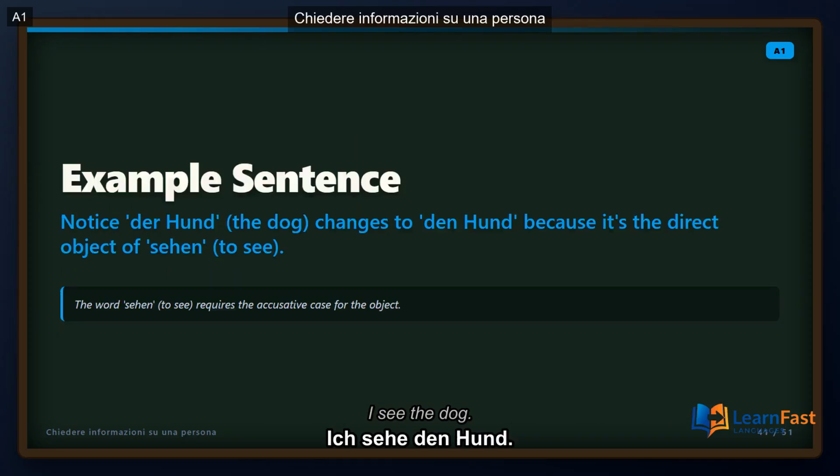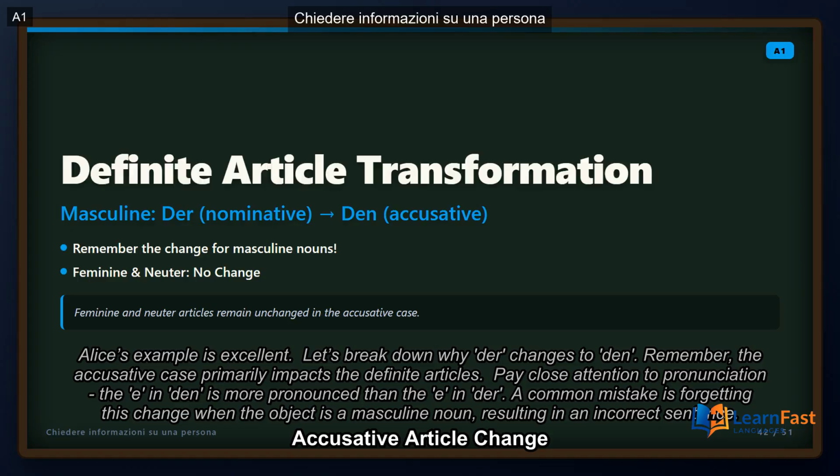Ich sehe den Hund. Alice's example is excellent. Let's break down why der changes to den. Remember, the accusative case primarily impacts the definite articles. Pay close attention to pronunciation. The E in den is more pronounced than the E in der. A common mistake is forgetting this change when the object is a masculine noun, resulting in an incorrect sentence.